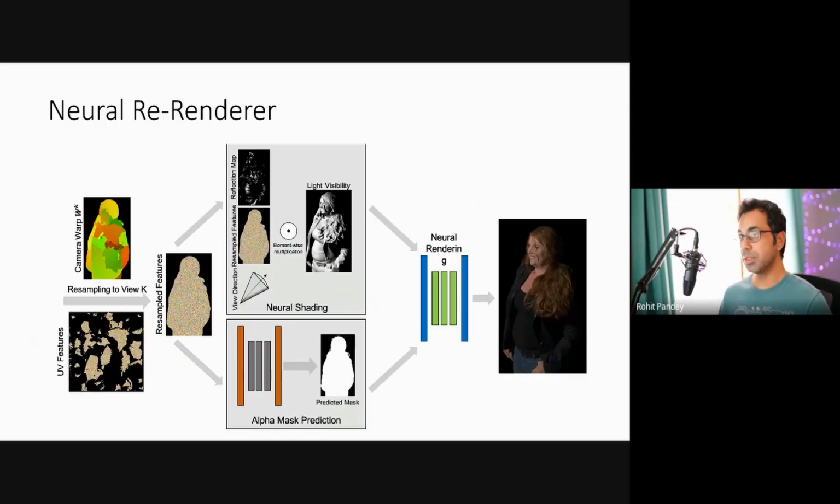So now the neural re-renderer component: we finally take these UV features and resample them to the target viewpoint. This is where we give lighting-dependent information, which is in the form of a reflection map, which basically gives you some information about where the specularities would be, and the light visibility, as well as the view direction. We also add an alpha mask prediction module here and give all this information to a neural renderer, which synthesizes an OLAT, or one light at a time, image.